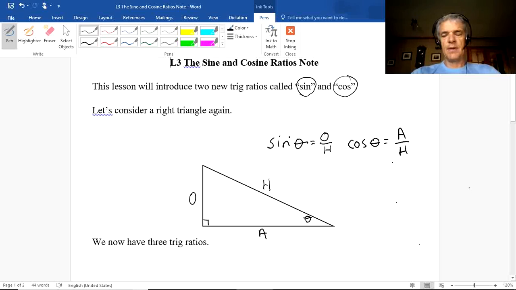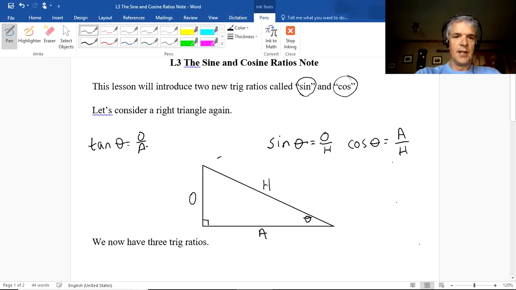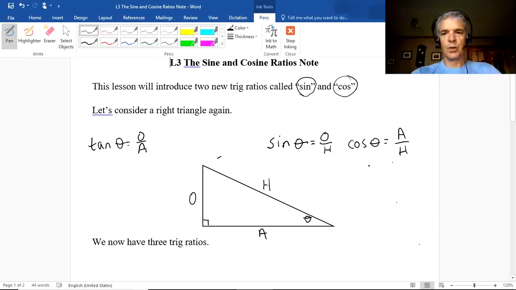So these are two additional ones. Of course, yesterday, I'll just write it over here, we had tan theta equals opposite over adjacent. And that gives us three ratios. If you do a little figuring on this, that's the three possible ways we can do it. We can combine A and O, which is for tan. We can divide O and H, which is for sine. And we can do A and H, which is for cos.